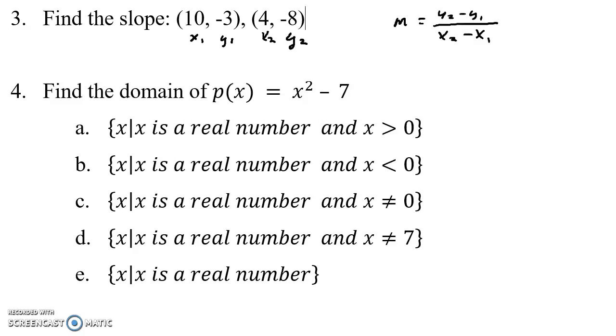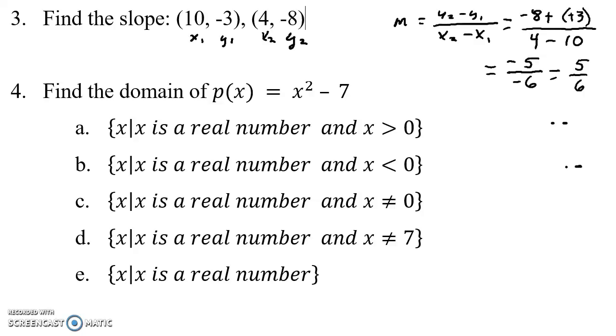So substituting in, we get m equals y2, which is negative 8, minus y1, which is negative 3, over x2, which is 4, minus x1, which is 10. Okay, minus a negative is plus a positive. So we have in our numerator, negative 8 plus 3 is negative 5, and 4 minus 10 is negative 6, and a negative divided by a negative is a positive 5/6. So the answer is that m equals 5/6.